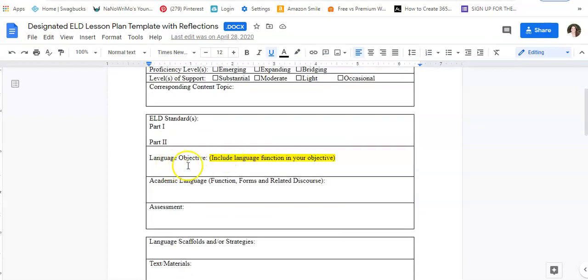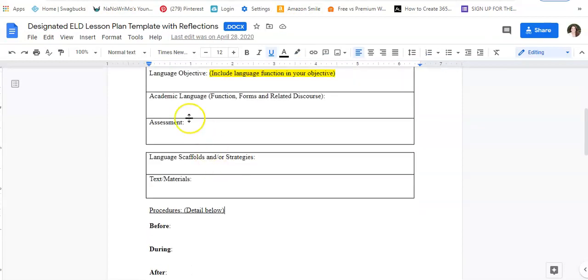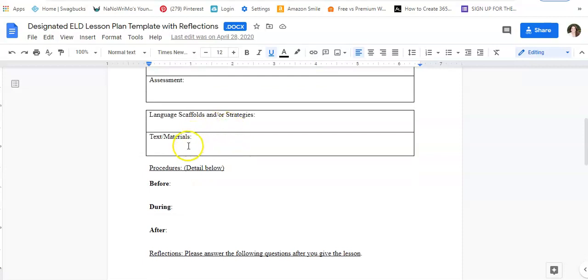Then you're going to come up with your language objective, identify the academic language that you're going to be focusing on, and your assessment piece. Now with your traditional lesson plans for the observations, you have to come up with formative and summative assessments. For this one, it could be a very informal assessment, but it has to be specific and detailed. And I'll talk about that in just a minute. Then you have the language scaffolds and strategies, and materials.